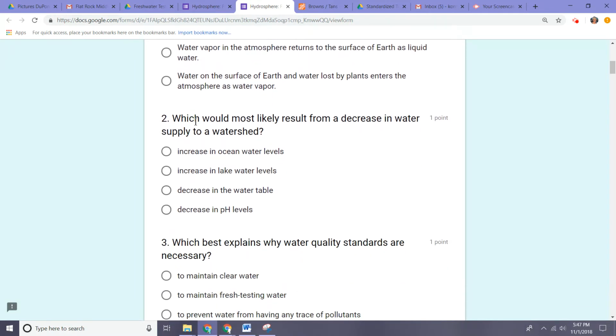Number 2. Which would most likely result from a decrease in water supply to a watershed? Increase in ocean water levels, increase in lake water levels, decrease in the water table, decrease in pH levels.